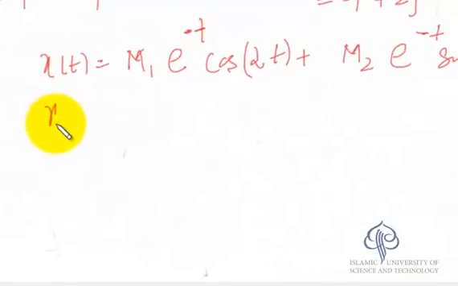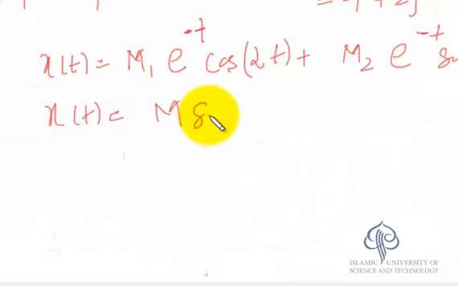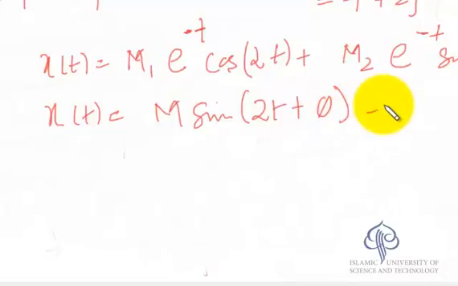The other way of writing it is just as m sin(omega t plus phi), which is sin(2t plus phi), into e to the power sigma t. This is the other way of writing it. Again, you can find out m1, m2 or m and phi by the initial conditions.